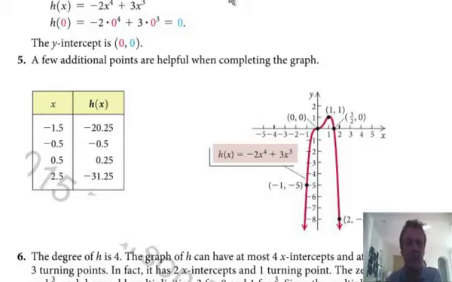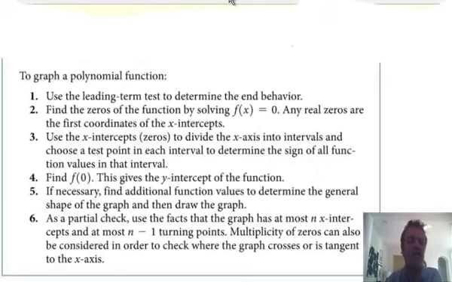Let's have a look at another one. Here are the general rules. If you want to read through that, I didn't really cover too much of point 3. You can use the x-intercepts and any point in between the two. If you've got x-intercepts of 1 and 3, you can put x equals 2 into the equation and see what happens.